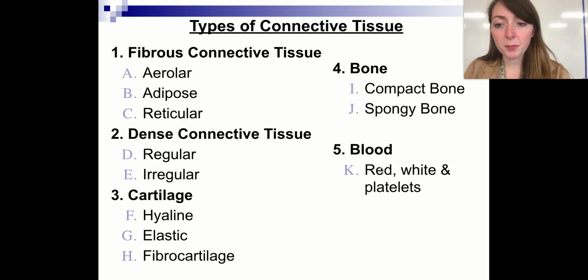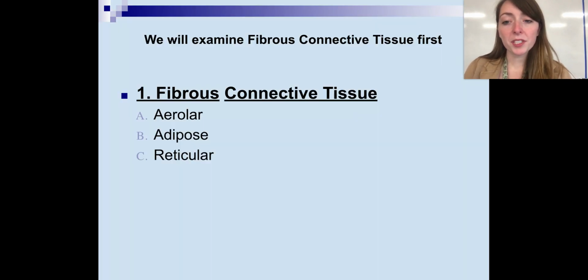Here are your 5 types. We're going to do 1 and 2 today. Fibrous and dense. In our next video, we'll look at cartilage, bone, and blood. So fibrous connective tissue has 3 different types: areolar, adipose, and reticular. They're all found in unique locations, and they each have a different job.